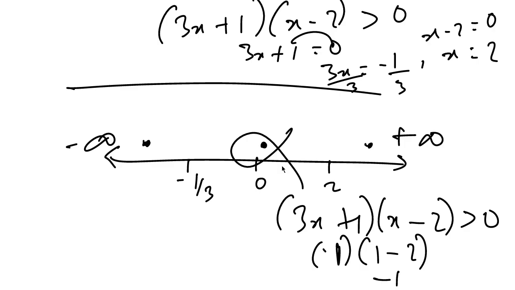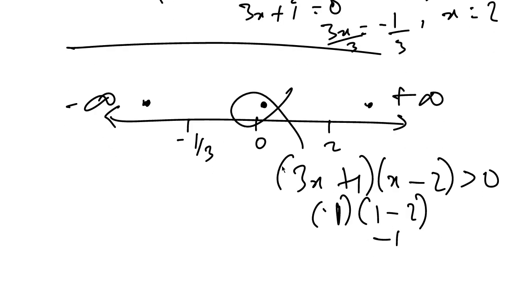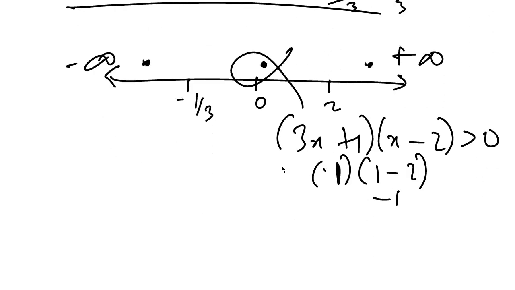You can use 1. If you substitute 1, what do you get? 3 times 1 is 3, plus 1, 4. And then 1 minus 2 is negative, right? So every value inside there is going to give you a negative value, which is not what we're looking for.